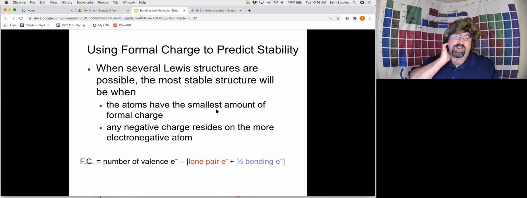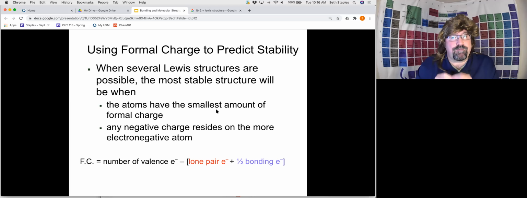And so a couple more things. I know this has been a long lecture, but a couple more things to look at. And so I mentioned that if there is more than one Lewis structure available, we analyze what we call formal charges to predict which is the most stable and which one would be most likely to exist.